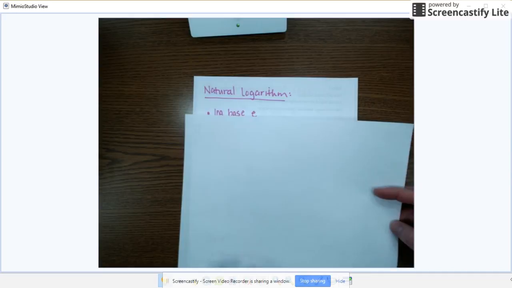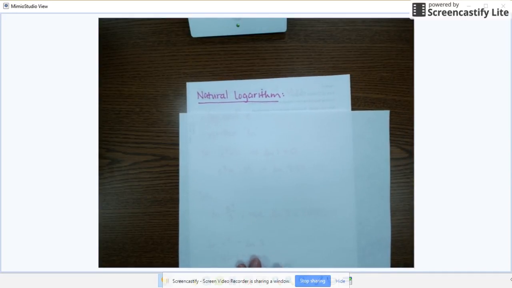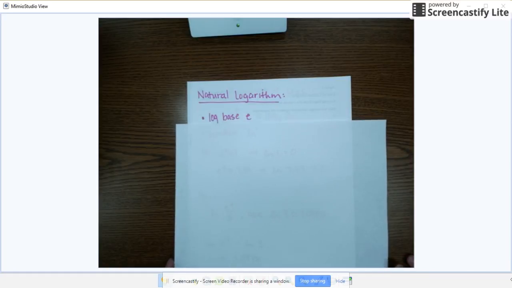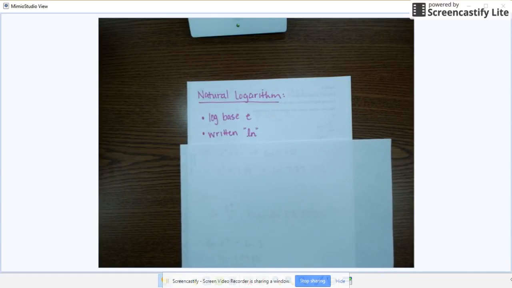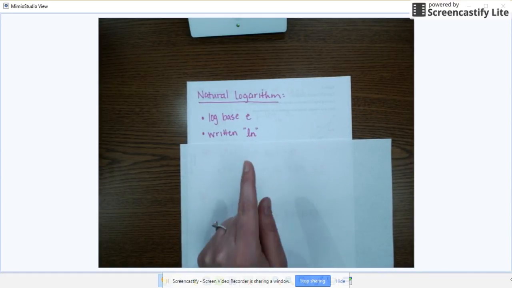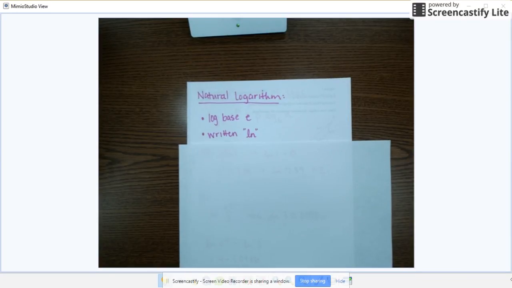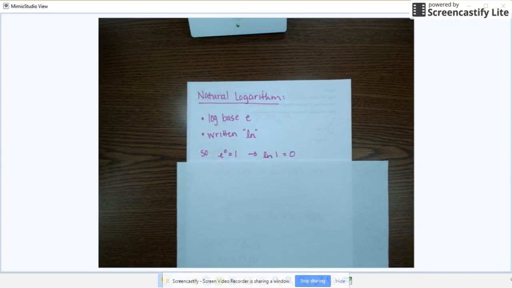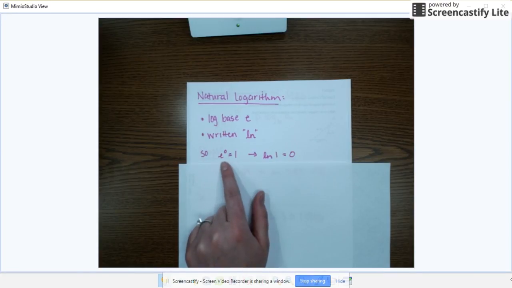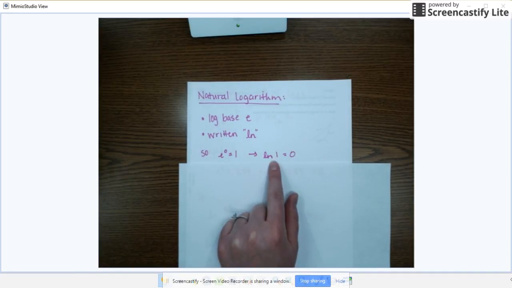Okay, so we've been talking about logarithms. There's one more type of logarithm. It's called a natural log. A natural log is always base e, and it's written ln. So you have a button on your calculator that's ln, and that stands for natural log. Just a couple good facts to know. e to the 0 is equal to 1 because anything to the 0 power is 1. So we can rewrite that as natural log of 1 equals 0. Natural log does not need a base. Natural log is just assumed to have that base e.